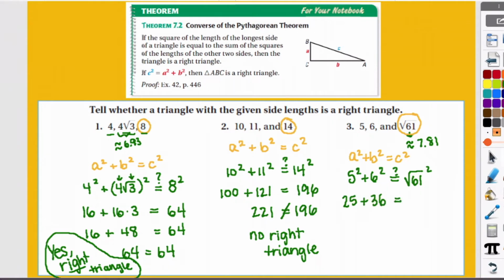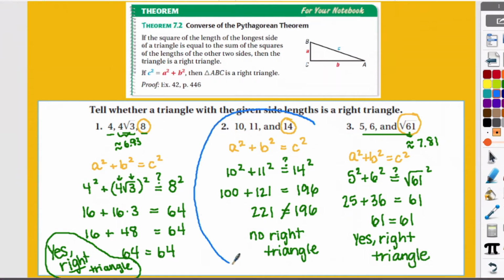The square root of 61 squared, squares and square roots are opposite, so that comes out to 61. And this side comes out to 61. So I just found out that, yes, I found another 3 lengths that would make a nice right triangle.